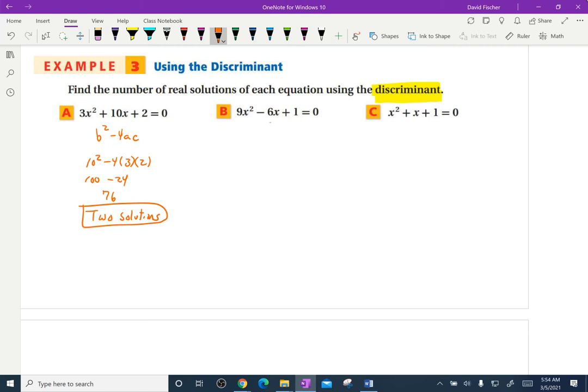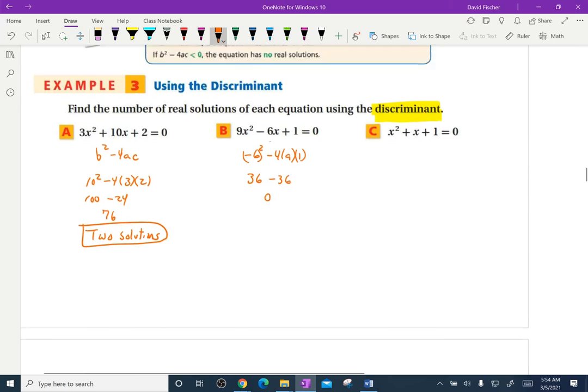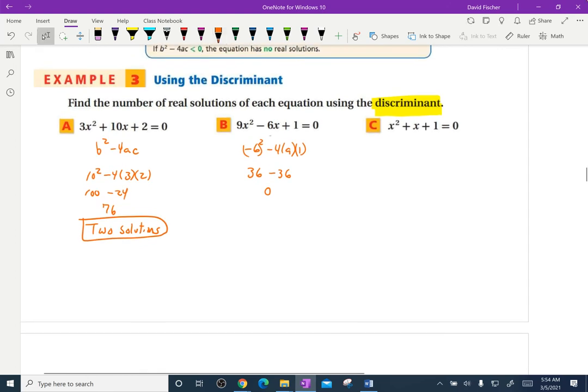Let's try this one. Minus 6 squared minus 4 times 9 minus 1 times 1. That's going to be 36. Negative 4 times 9 times 1 is a negative 36. So that's going to be a 0. So if it was 0, we have 1 real solution, or 1 zero.